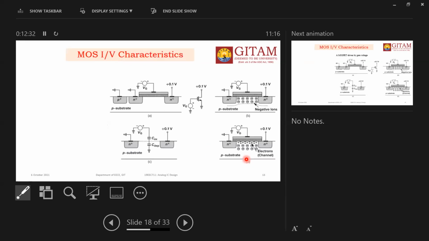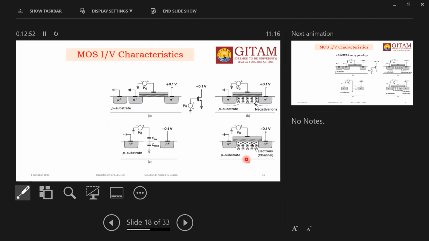So now come to the MOS transistor IV characteristics. What do you mean by IV characteristics? I means current, V means voltage. So how the current in the circuit varies with respect to the voltage is called the IV characteristics. So for the MOS transistor, we need to know the IV characteristics.